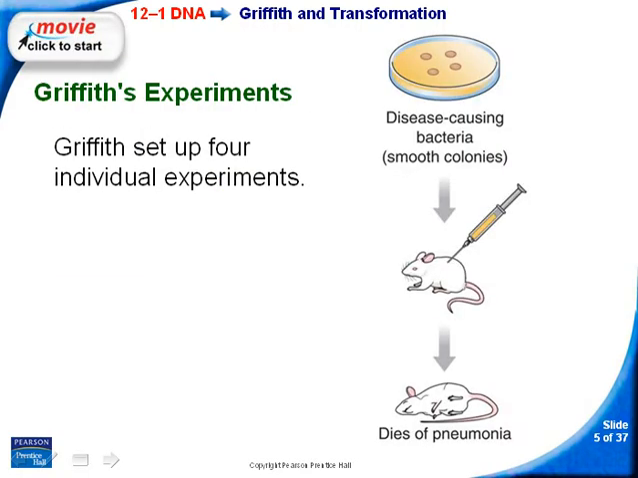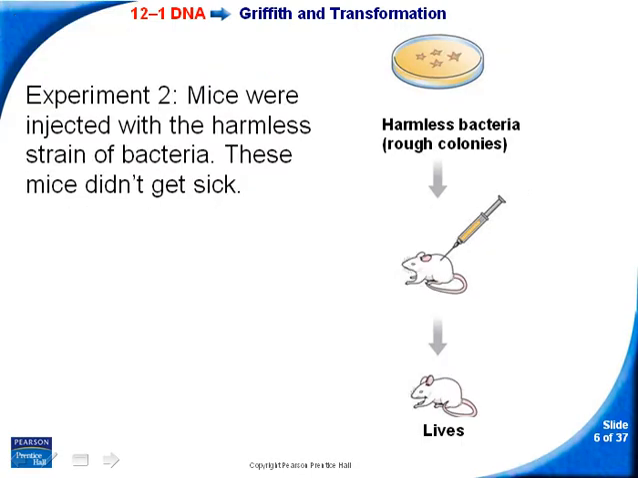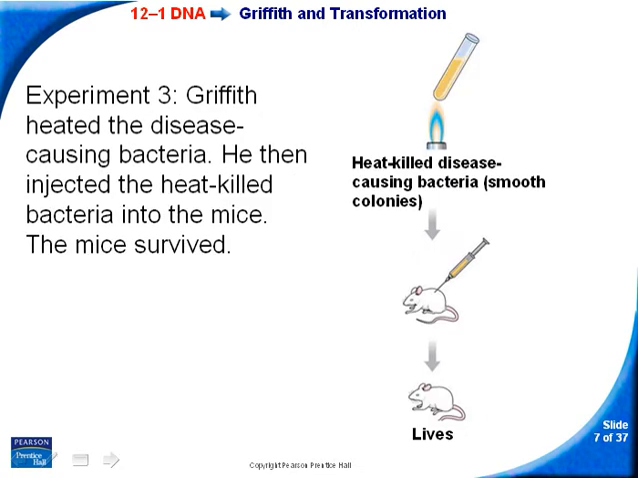So he set up 4 individual experiments. In the first one, he injected mice with the disease-causing strain of the bacteria, and the mice died. This is the smooth colonies, and the mice died. Then he injected them with the rough colonies, and these mice didn't get sick. Then he heated up the smooth colonies to kill them, and he injected those in the mice, and the mice survived.